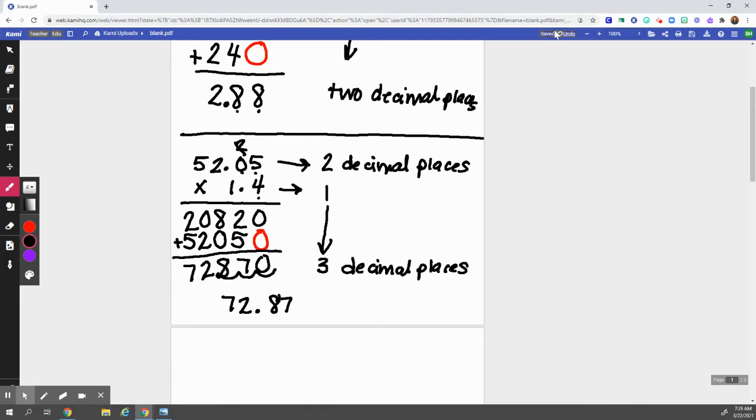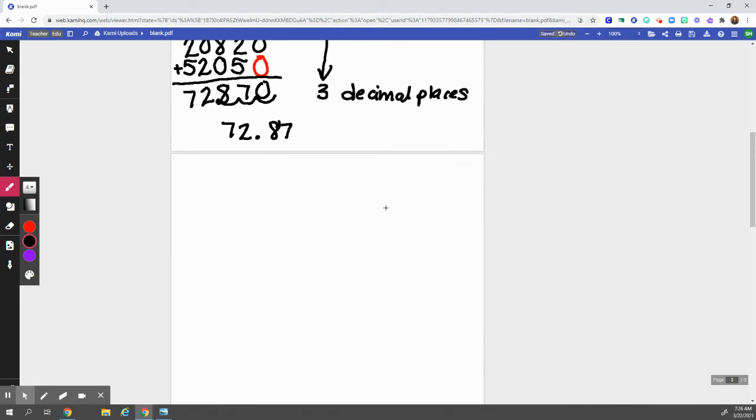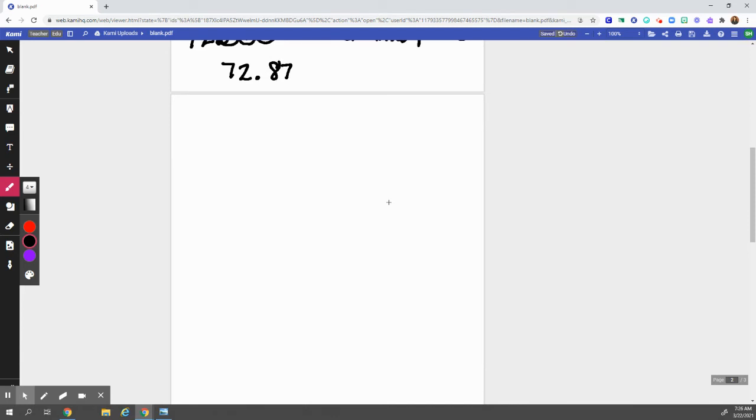Okay, one more here with just the 2. So we have 44 and 8/10 times 15 and 4/10. And we're going to go ahead and multiply that. So 4 times 8 is 32. 4 times 4 is 16, plus 3 is 19.